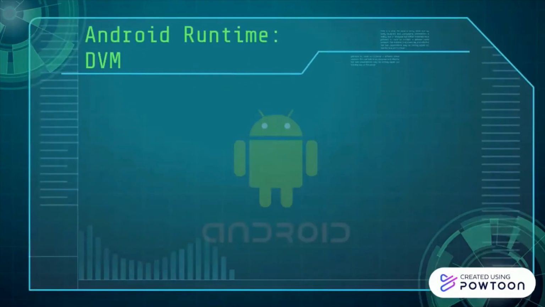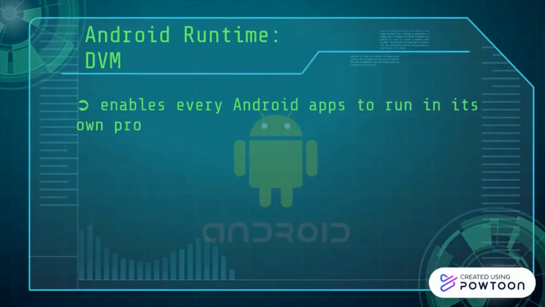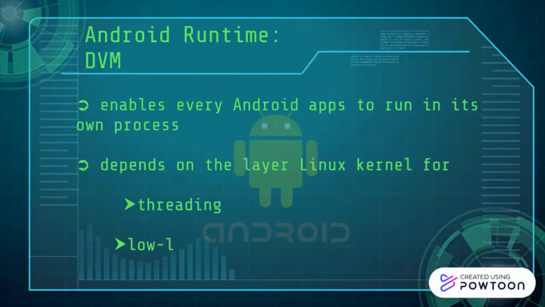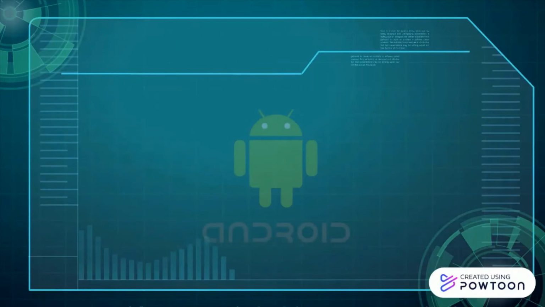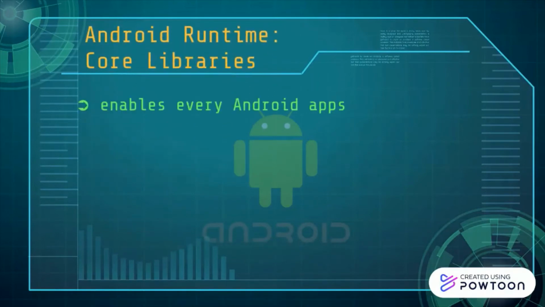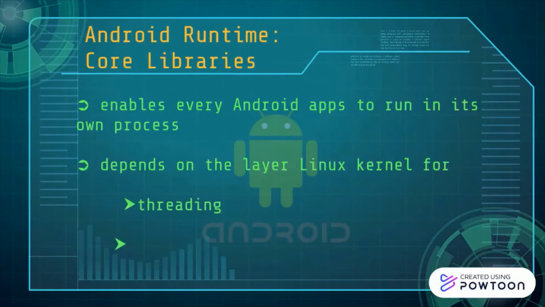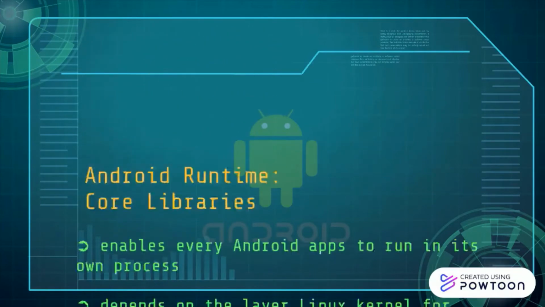It enables every Android application to run in its own process with its own instance of the DVM. It depends on the Linux kernel layer for threading and low-level memory management. The core libraries enable us to implement Android applications using standard Java or Kotlin programming languages.